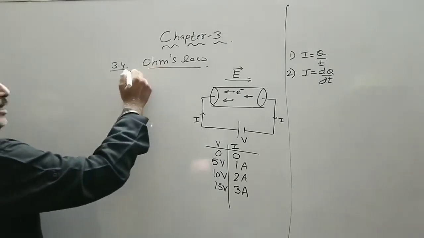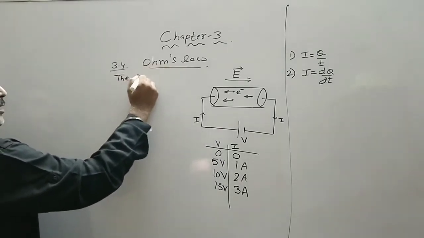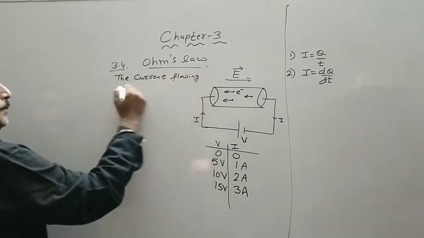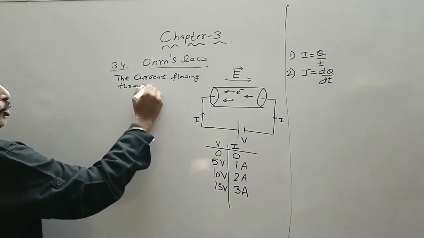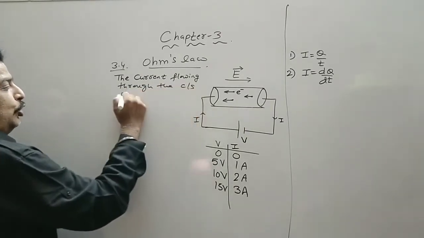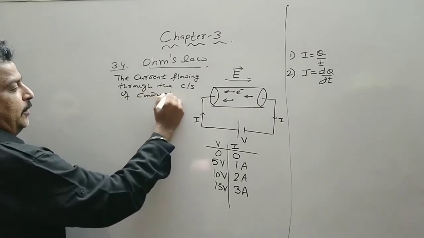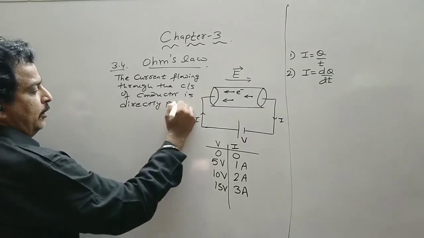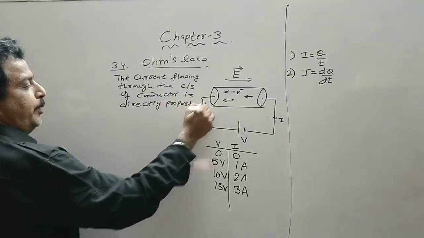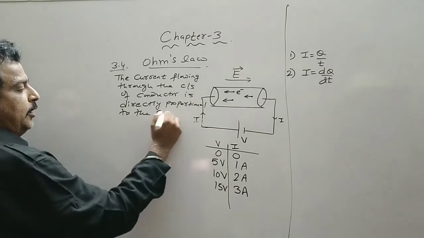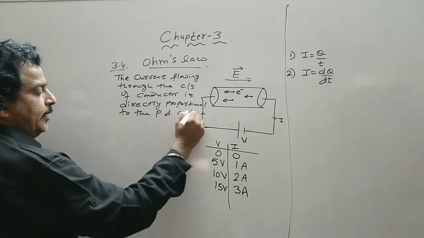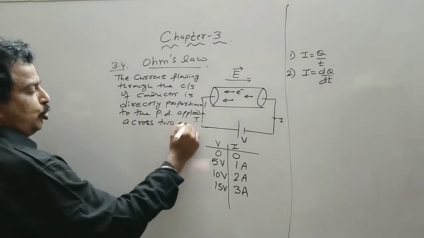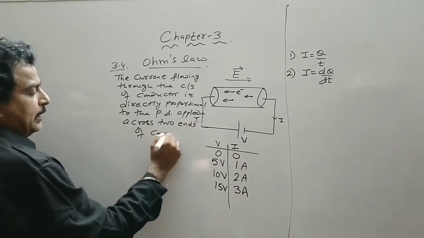So we write the law as: the current flowing through the cross section of a conductor is directly proportional to the potential difference applied across the two ends of the conductor.